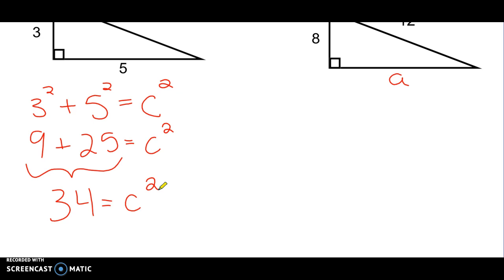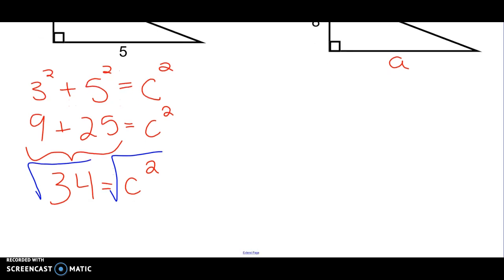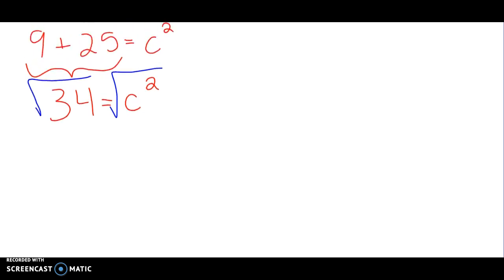What undoes addition? Subtraction. What undoes division? Multiplication. What undoes a square? Because I don't want to know what C squared is. I want to know what C is. Square root. Good. So we need to square root both sides. We now have C equals, and for now, let's just write this as the square root of 34. The square root cancels out the square, so C is all by itself.